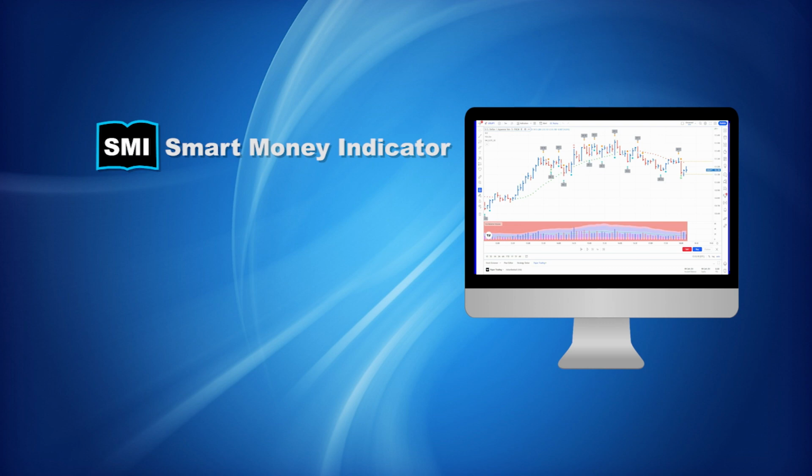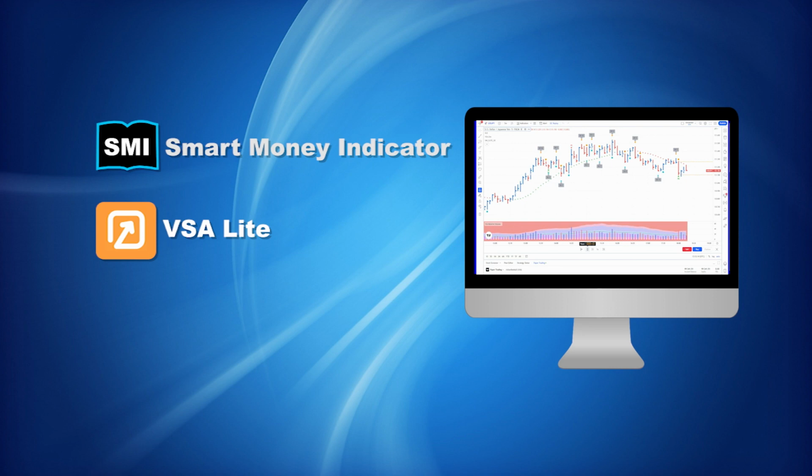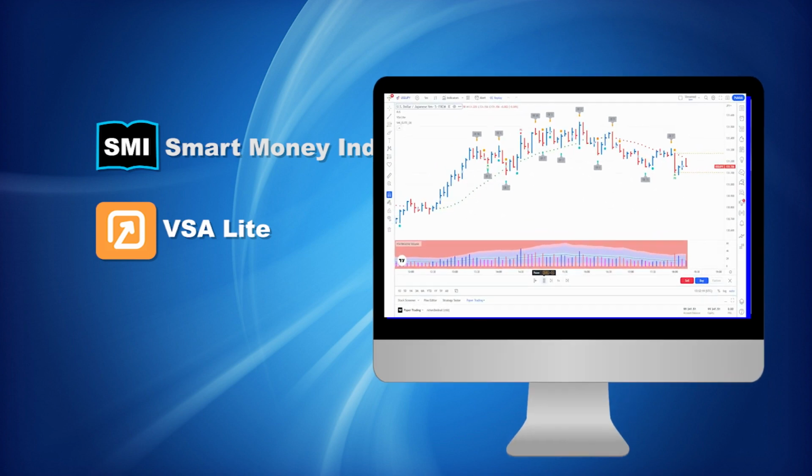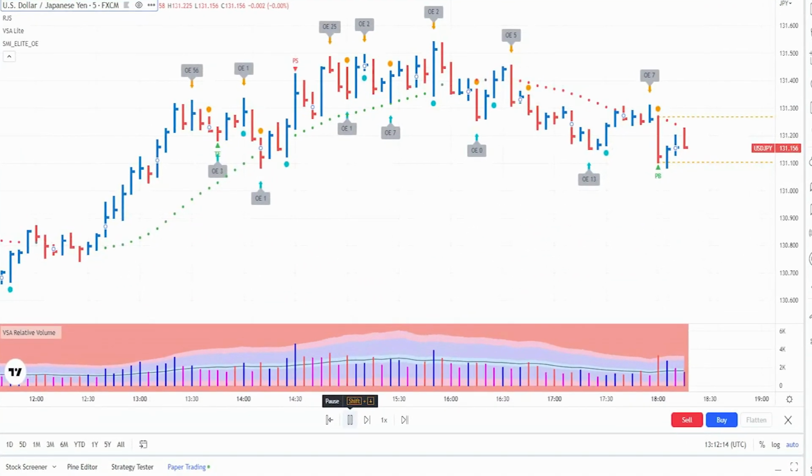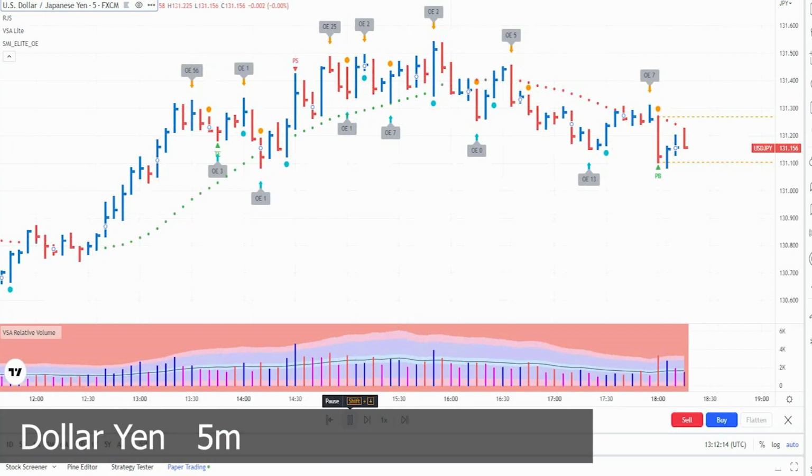In this video, we show some trade examples where the SMI price action tool from Master the Markets is used together with the VSA Lite toolset that's contained in the Trade to Win package. This first trade was taken in the dollar-yen spot forex market.